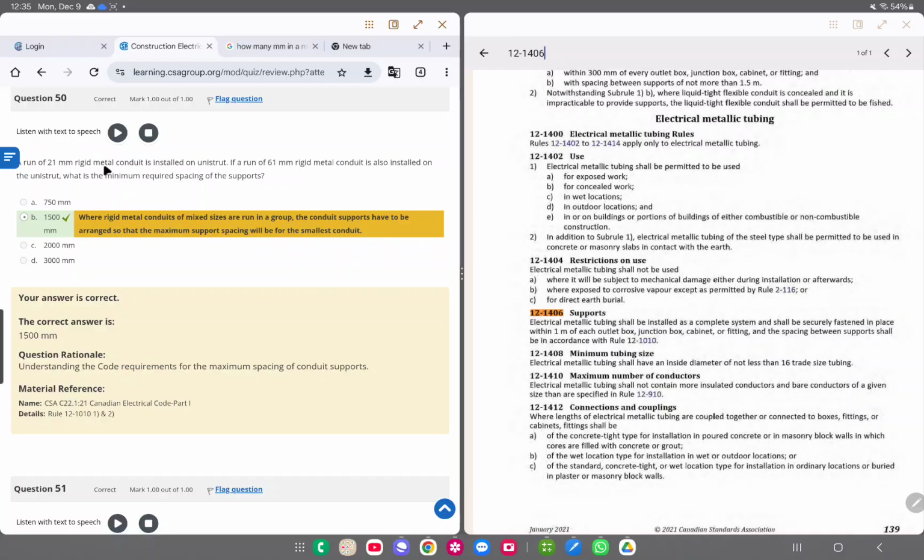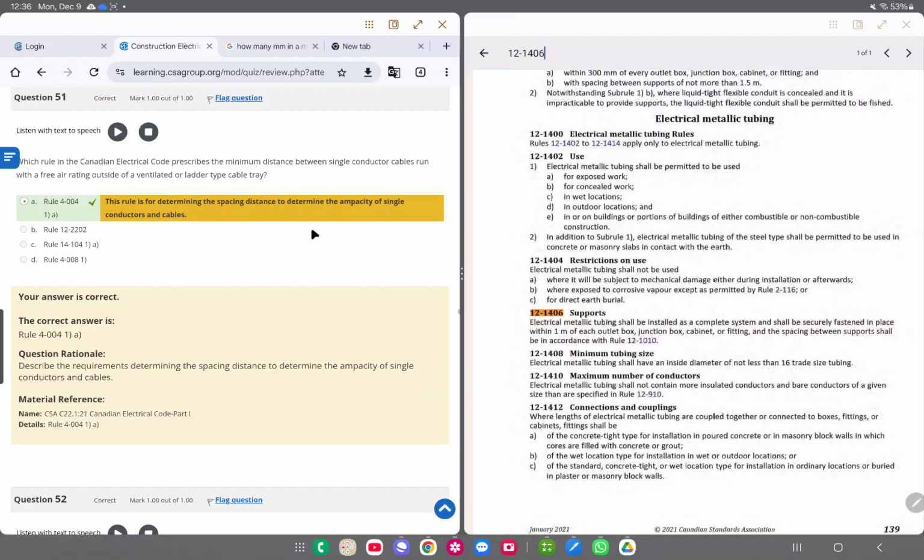A run of 21 millimeter rigid metal conduit is installed on unistrut. This is also in section 12. I looked up rigid metal conduit, and there are two different sizes, and you're supposed to go with the minimal size. Where rigid metal conduit of mixed sizes are run in a group, the conduit supports have to be arranged so that the maximum support spacing is that of the smallest conduit.